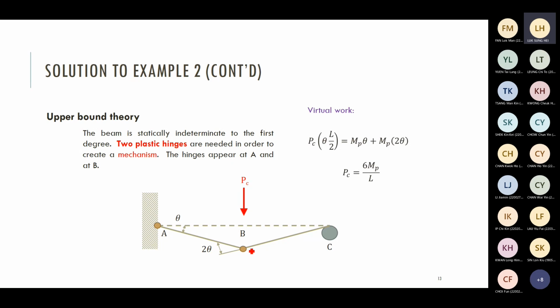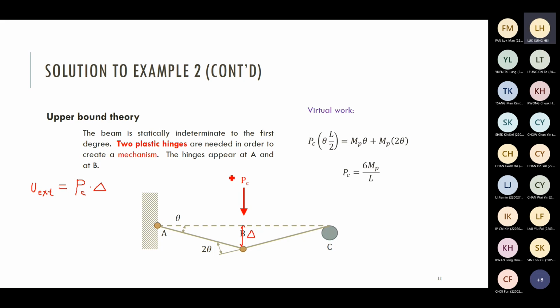Based on this collapse mechanism, you can find out the external work, find out the internal work, and then equate the two together. External work. Maybe I'll add some steps here. External work is mainly due to the external force. We have only one external force, PC, in this picture. PC times the displacement, delta, gives you external work. How to find out delta?